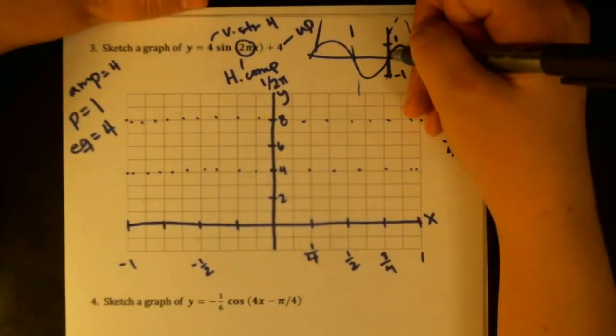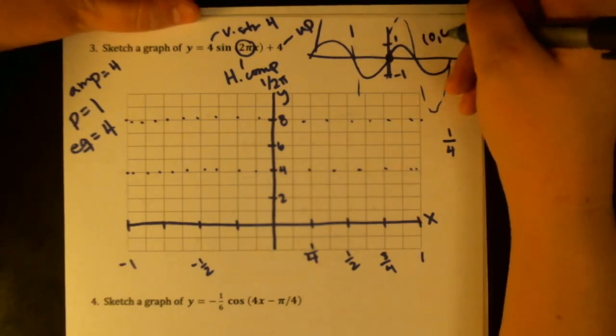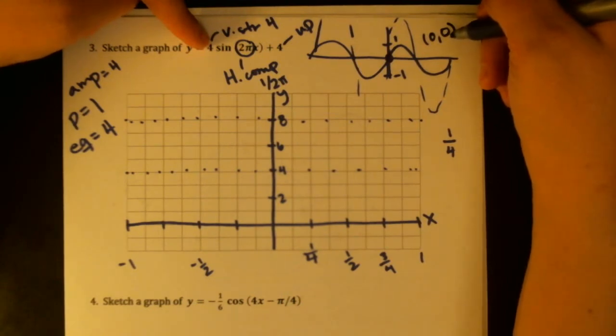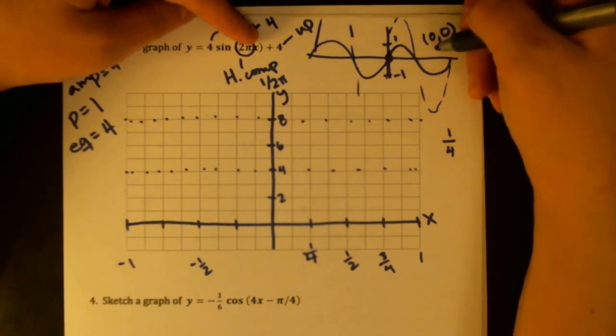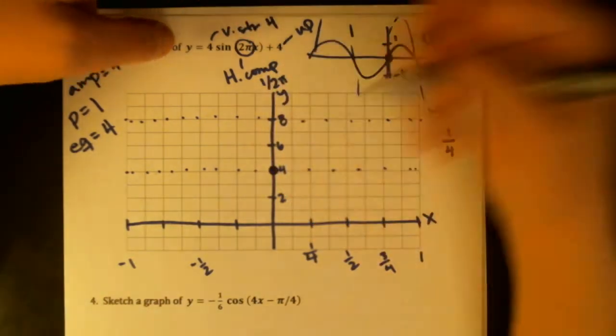So let's follow this 1 point through and make sure we're in the right spot. So (0, 0), if I stretch vertically, stays the same. 4 times 0 is still 0. If I compress, stays the same. 0 divided by 2 pi is still 0. If I shift up, it will move up as well.